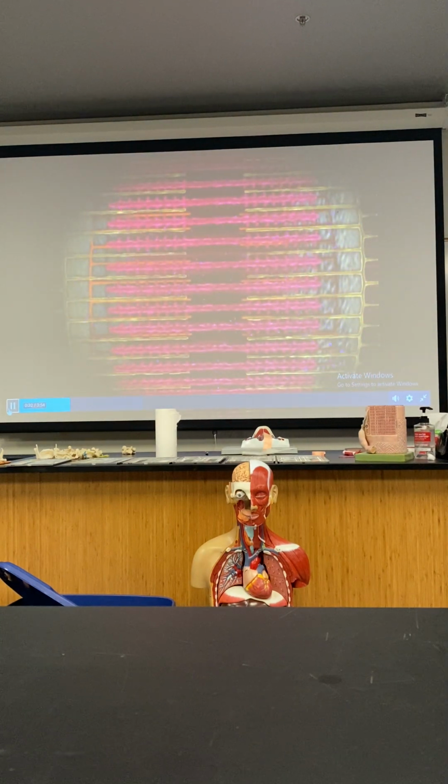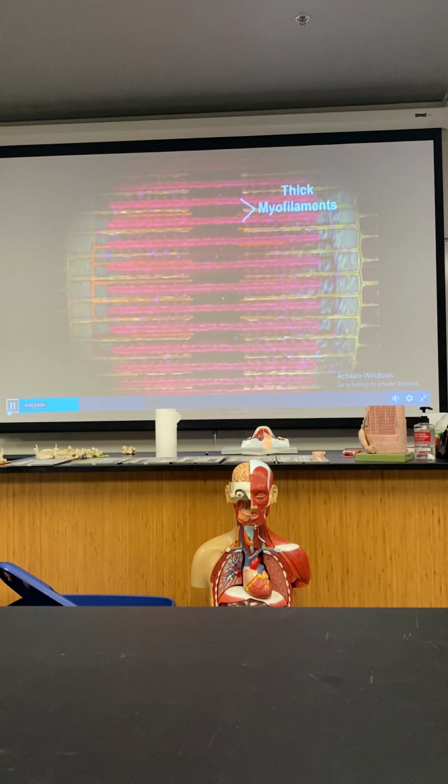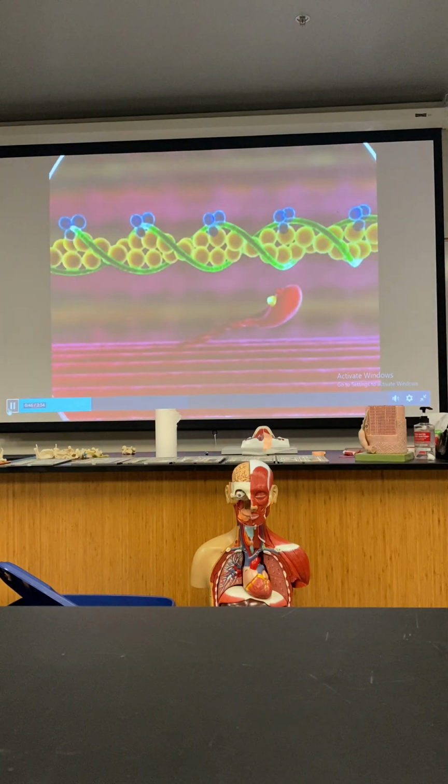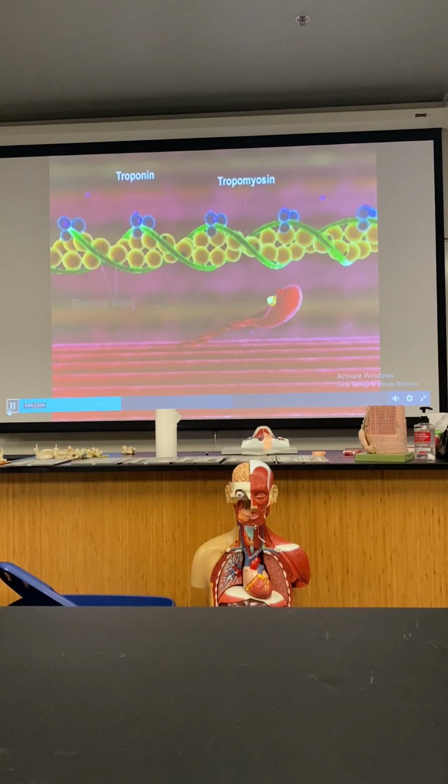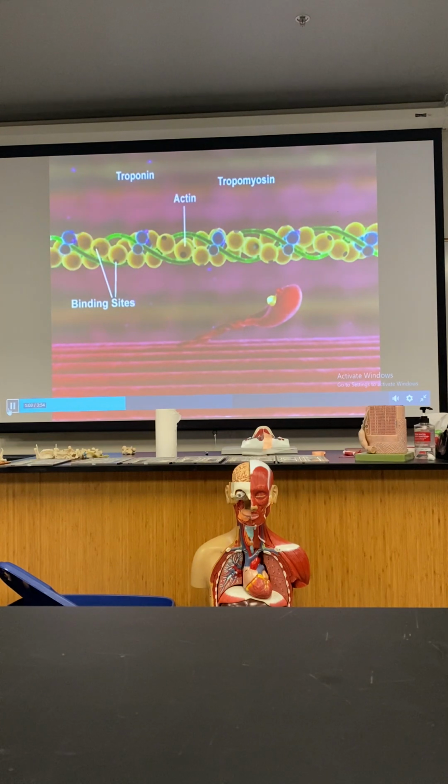A sarcomere shortens when myosin heads and thick myofilaments form cross bridges with actin molecules and thin myofilaments. The formation of a cross bridge is initiated when calcium ions released from the sarcoplasmic reticulum bind to troponin. This binding causes troponin to change shape. Tropomyosin moves away from the myosin binding sites on actin, allowing the myosin head to bind actin and form a cross bridge.